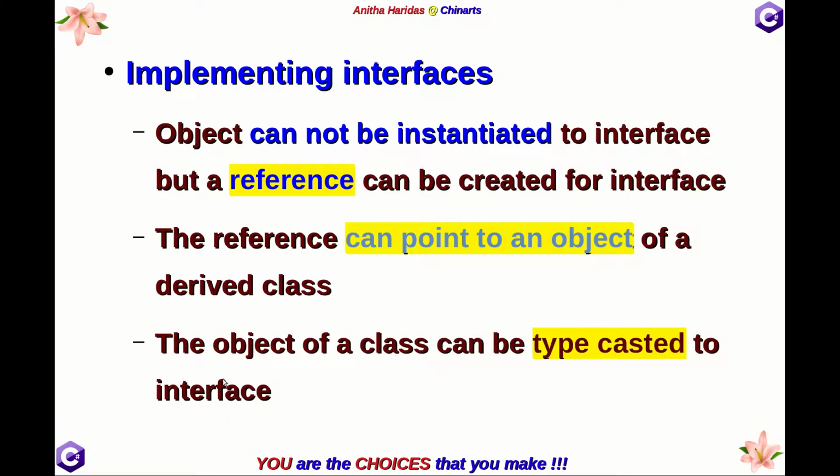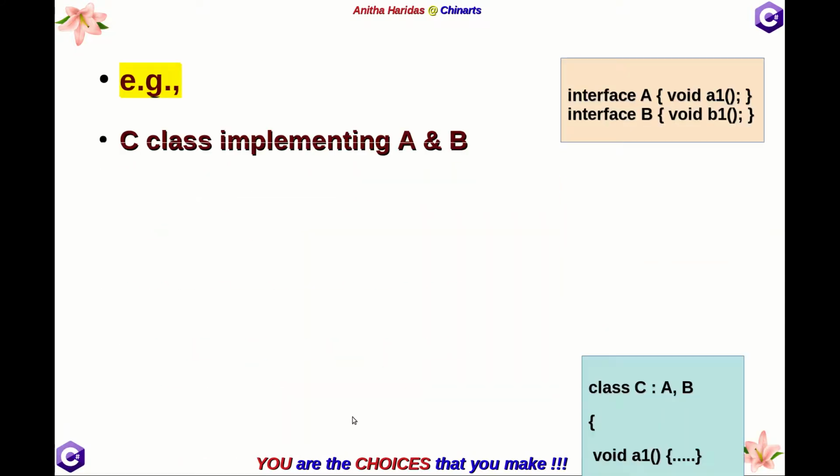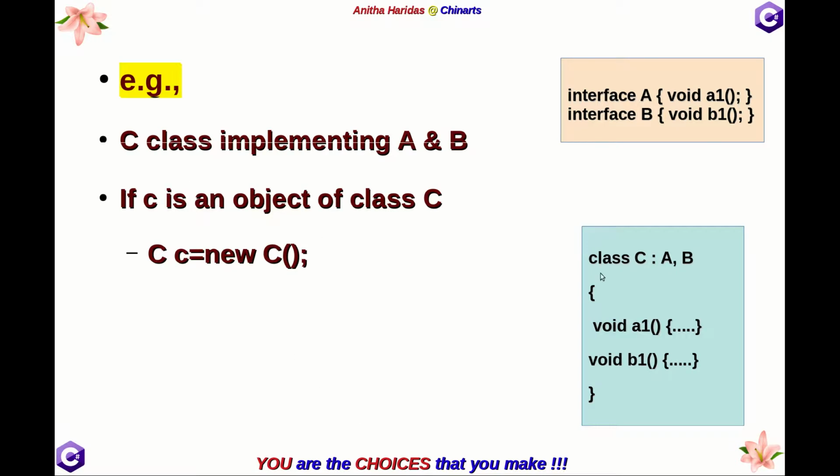When I say typecasted to the interface, we will have a reference which will be pointing to the object of a derived class. That is what we have seen here. C is inheriting A and B, and this object is typecasted to the interface. So these references will be pointing to the object of the derived class. Which is the derived class here? C is the derived class. It is deriving the properties of interfaces A and B, or it is implementing the properties of A and B.